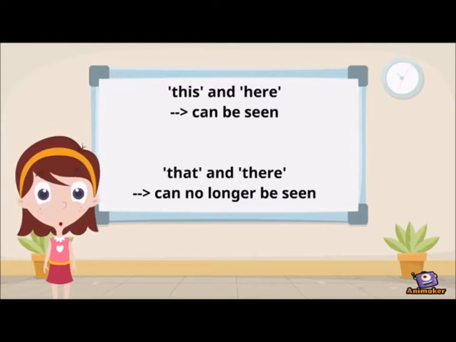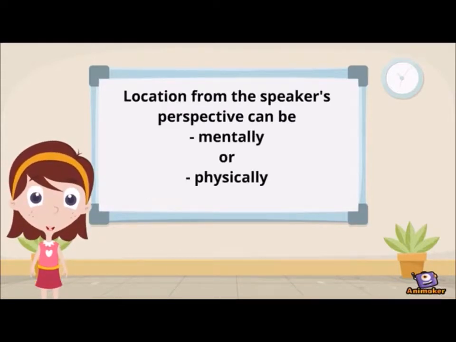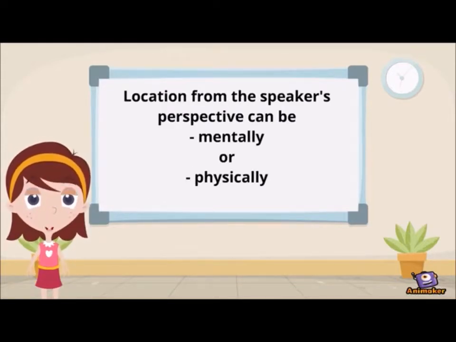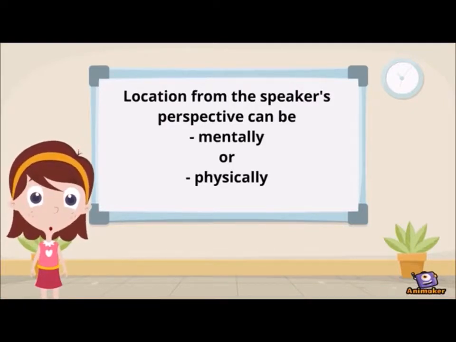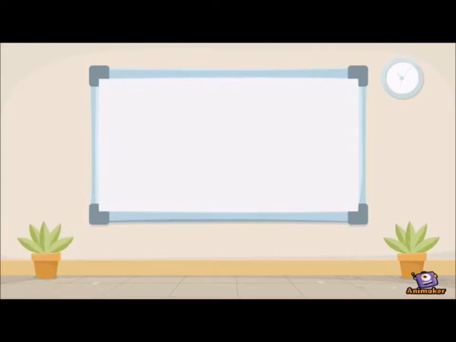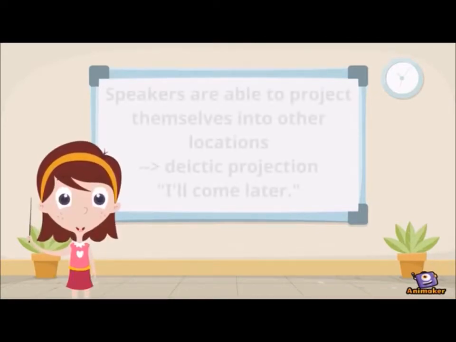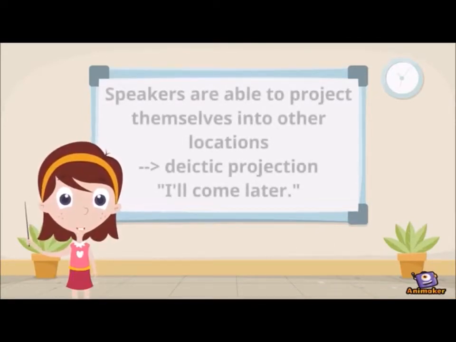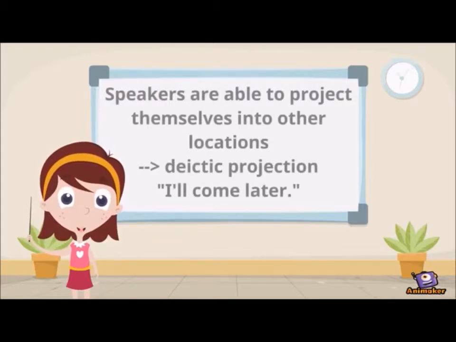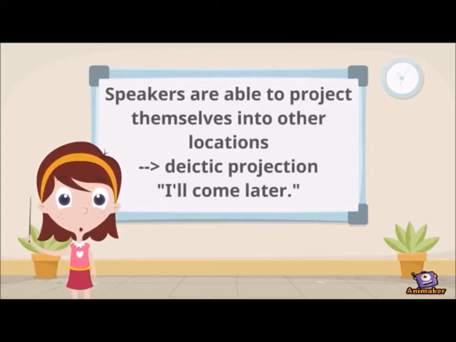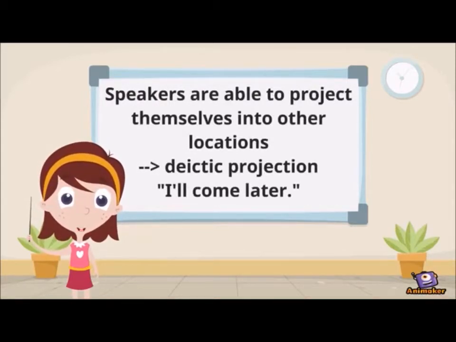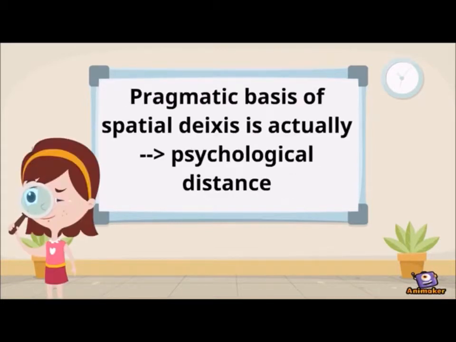It is important to remember that location from the speaker's perspective can be fixed mentally as well as physically. Speakers seem to be able to project themselves into other locations when uttering the phrase, "I'll come later." This phenomenon is called deictic projection. But it may be that the truly pragmatic basis of spatial deixis is actually the so-called psychological distance.